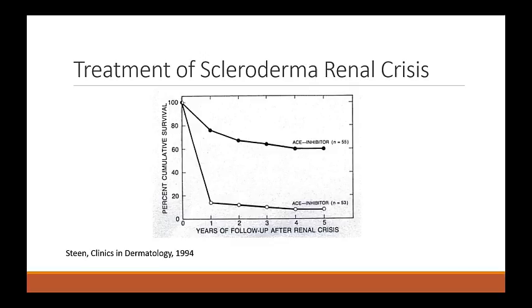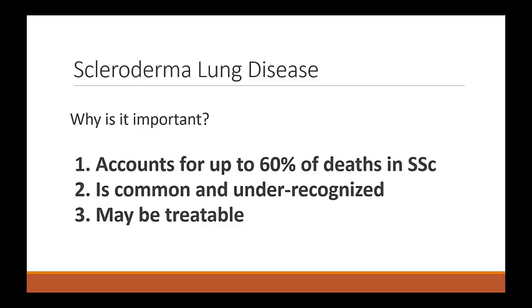But you could see with ACE inhibitors, that changed dramatically. If you imagine at 1 year, that dramatic reduction in mortality just with the use of ACE inhibitors. So as you can imagine, what took over as the driver of mortality after the introduction of ACE inhibitors was lung disease. It accounts for up to 60% of deaths in patients with scleroderma. Furthermore, it's quite common, but also under-recognized. And why it's important is because if you recognize it, you could potentially treat it.